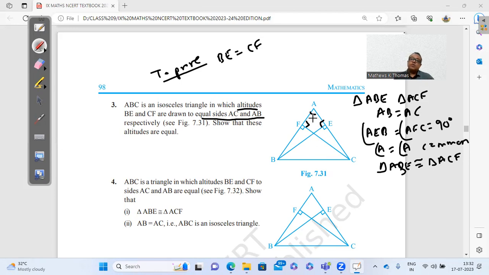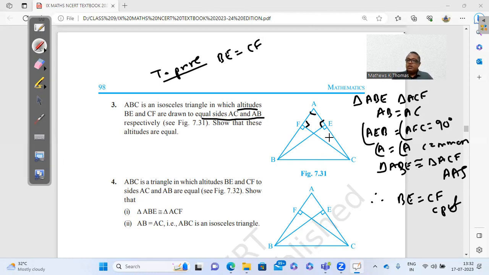ABE is congruent. Well, how is this congruent? See here we have two angles and one side. So if I look at this triangle ABE, we have angle, angle, and side. So the triangles are congruent by AAS. And if the triangles are congruent, then obviously the altitudes BE will be equal to CF. So BE will be equal to CF, by CPCT, right?